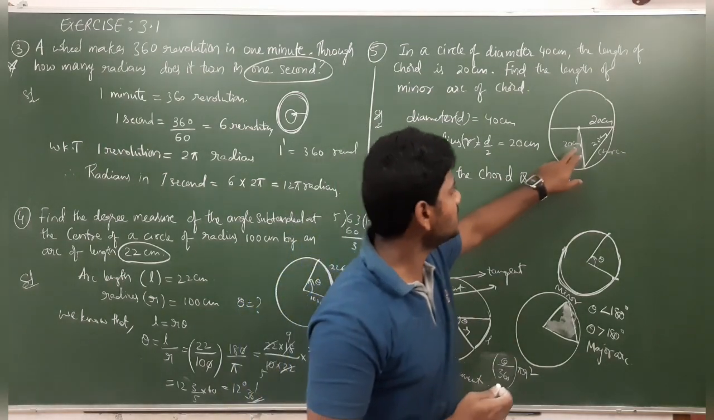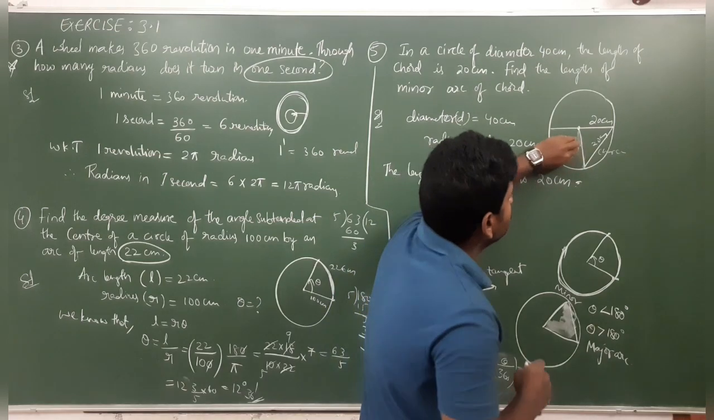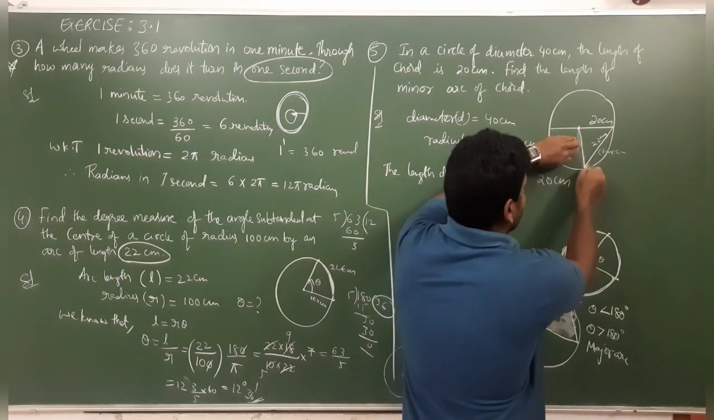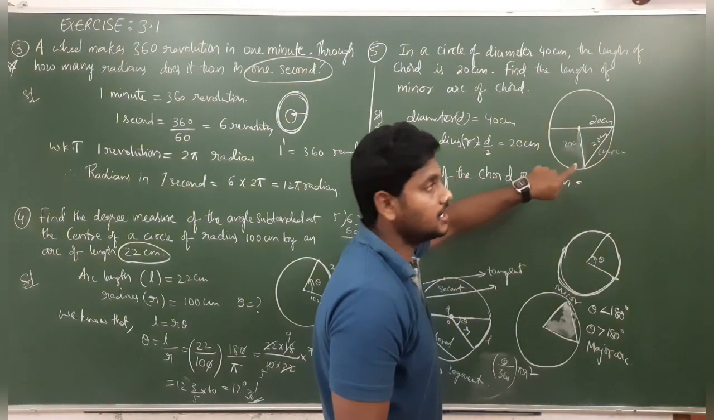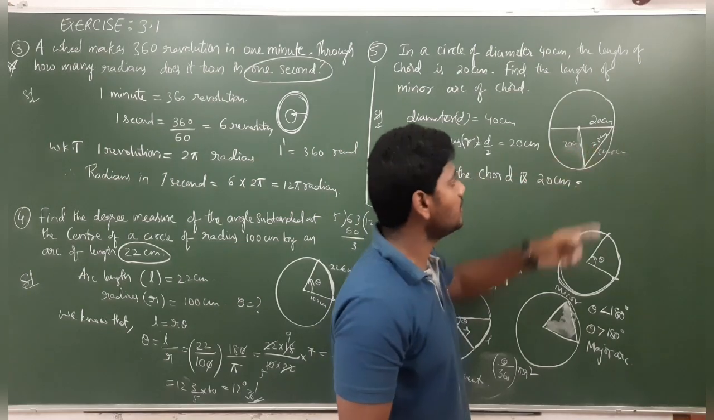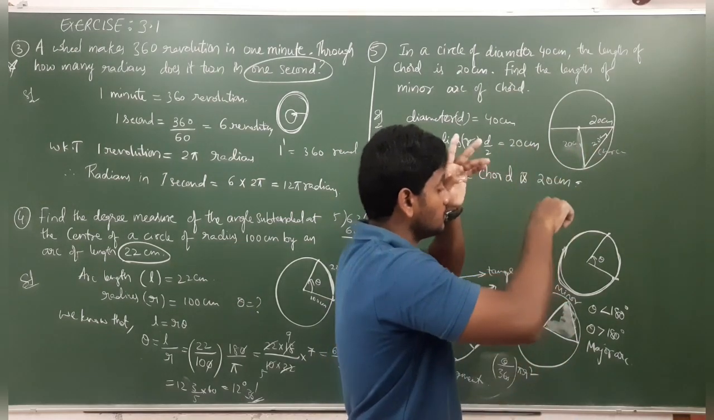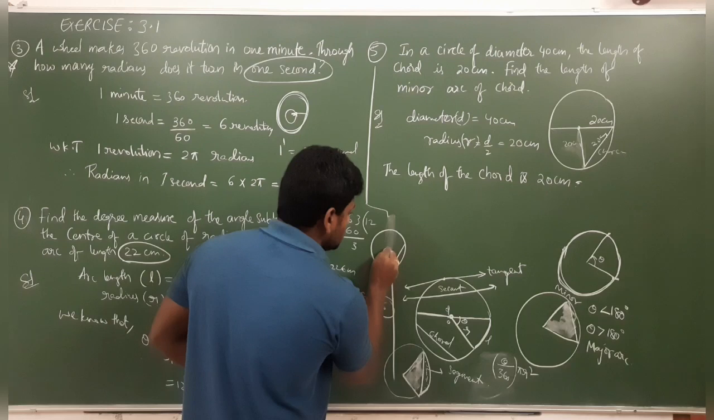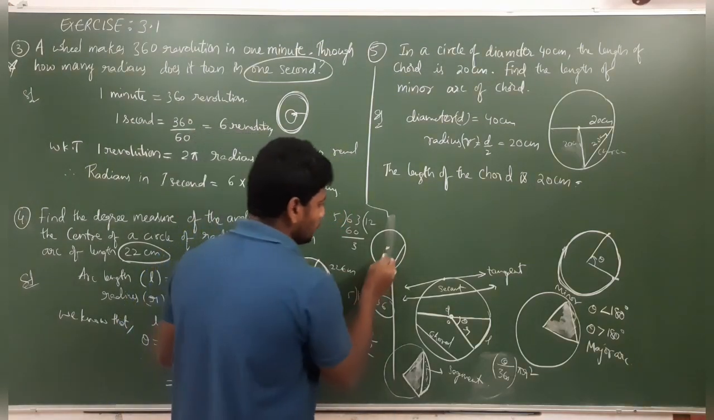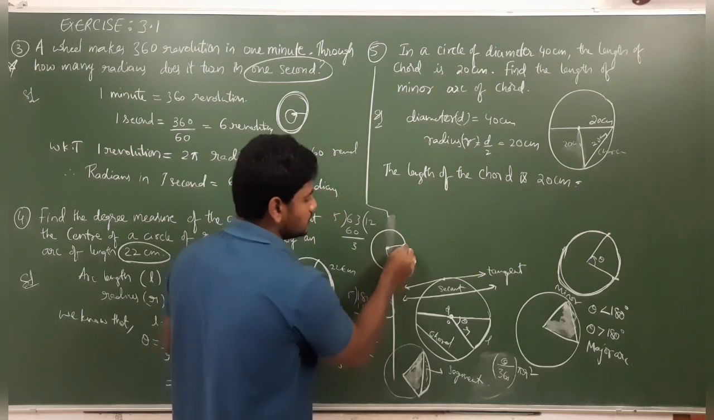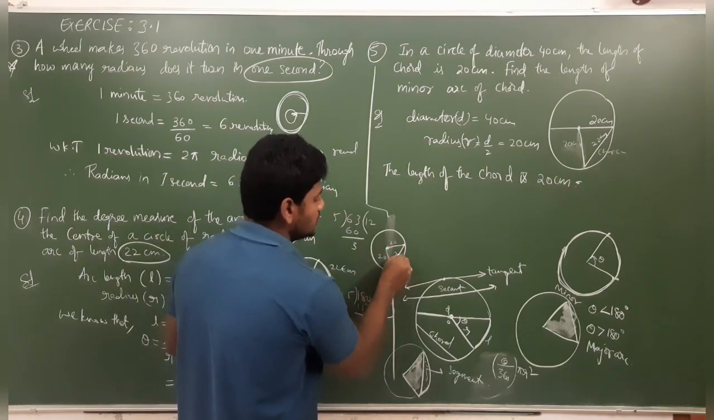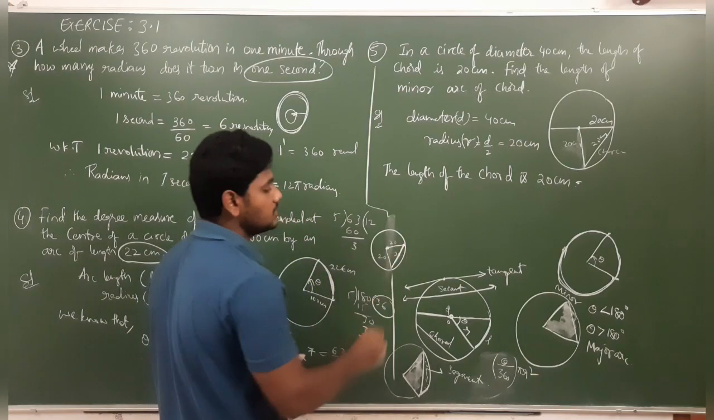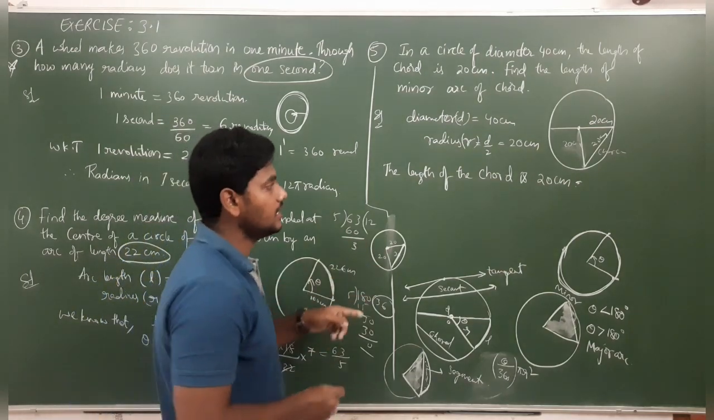You may have a doubt: why, sir, is it 20 centimeters? Because if we draw a line from the center to any point on the circle, that is the radius. Radius means 20 centimeters, and the chord is also given as 20 centimeters. Don't get confused. If the chord is 20 centimeters and we join those two outer edges to the center, this is 20, this is 20 and this is 20, right or not? Because the radius everywhere is 20, and the chord length is also 20. Then it forms an equilateral triangle.